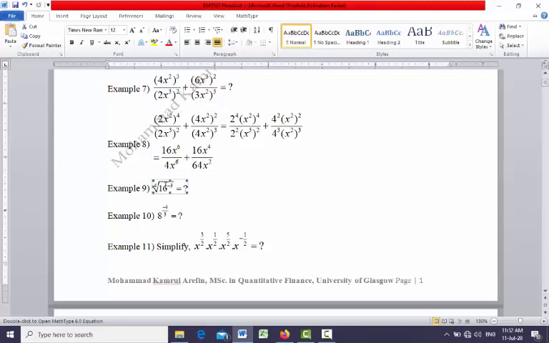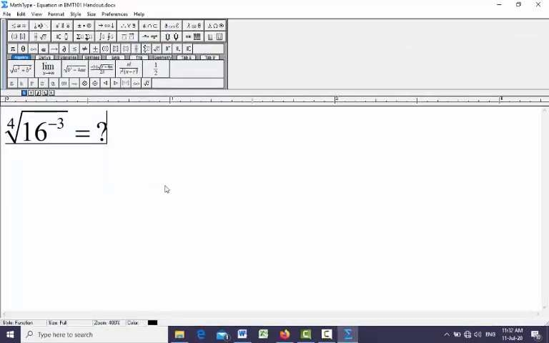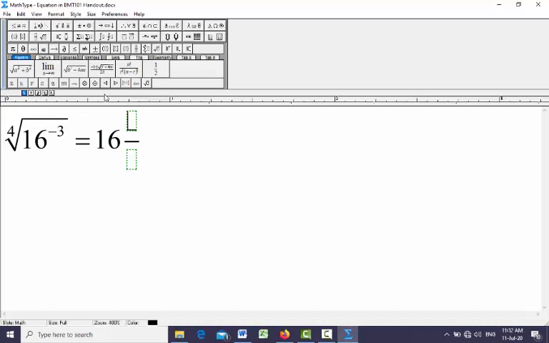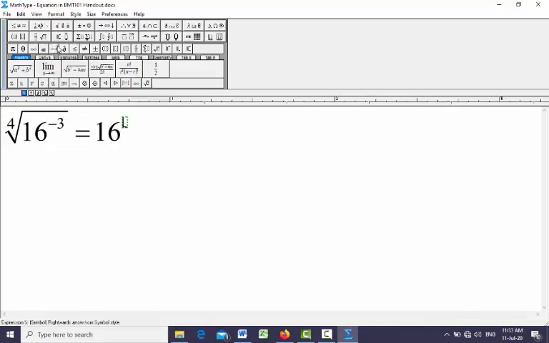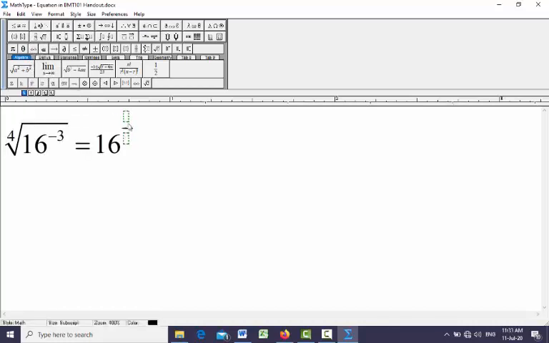So now we will solve example number 9. You should be able to do it now very easily, because I have already explained similar problems before. So what we will have here is 16 power, sorry, we need to take the power first, and then a fraction. As I said before, this 4 will come in the denominator, and this power minus 3 will come in the numerator. So it will be like this: 16 power minus 3 by 4. Right.